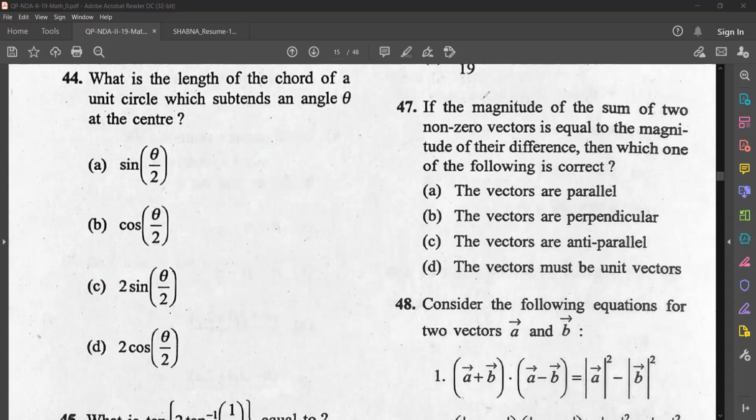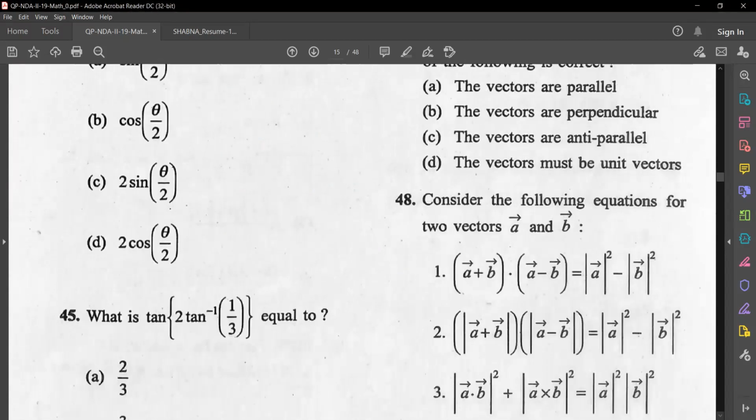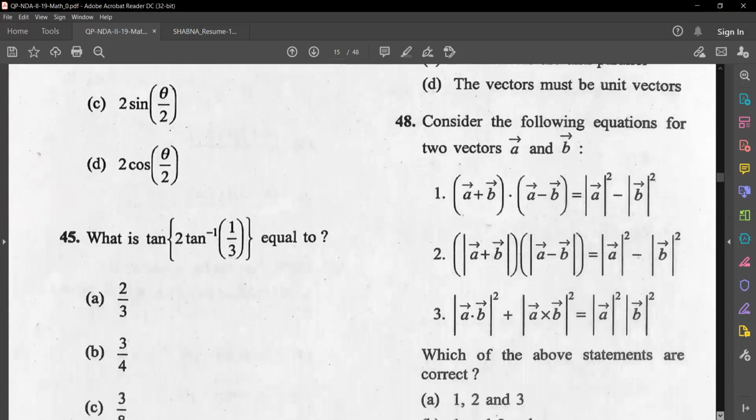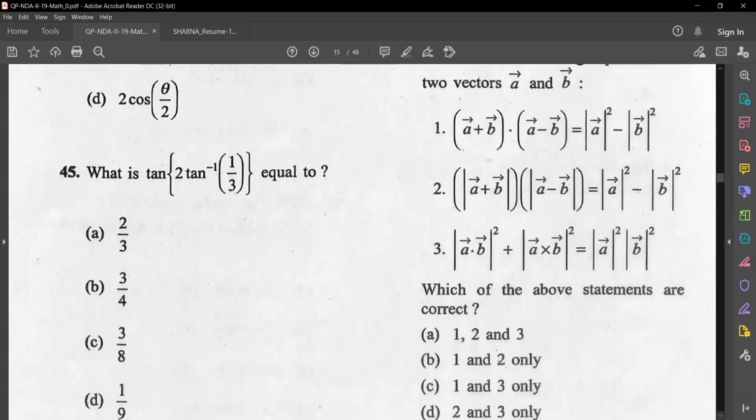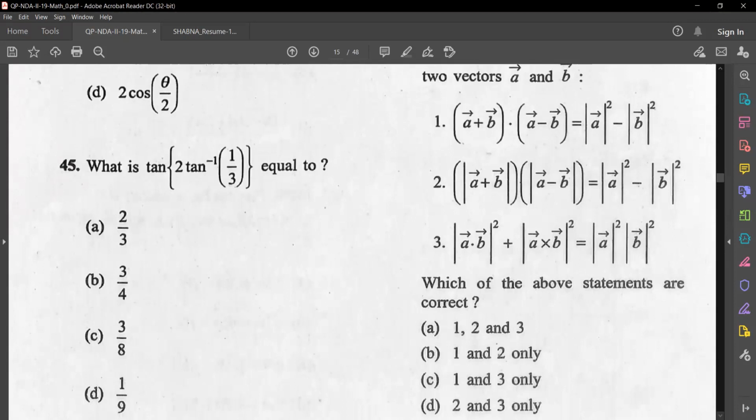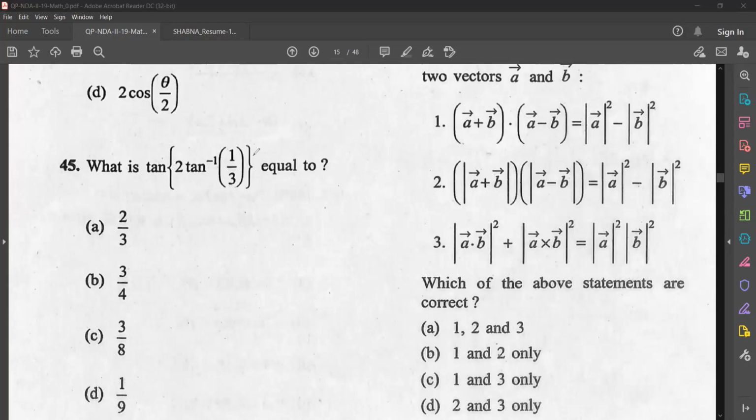Next question. What is tan of 2 tan inverse 1 by 3? Okay. So please try this. So you have to find tan of 2 tan inverse 1 by 3.